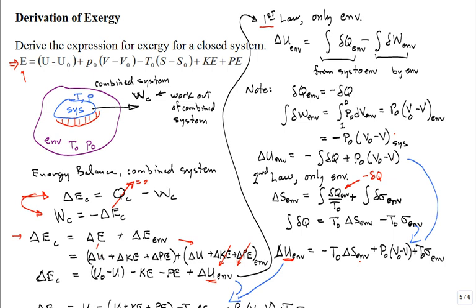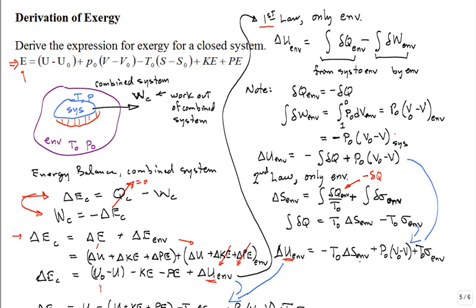Then you rewrite this, just combining a little bit. You have that the change in the energy of the combined system is U naught minus U minus KE of the system minus PE of the system plus the change in the internal energy of the environment. Because this delta U, it's U final minus U initial. It starts at the current system, undergoes a process so that the system is now in thermal mechanical equilibrium. So U2 is equal to U naught, right there.